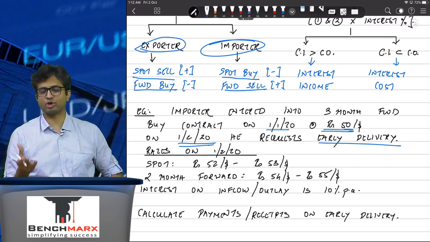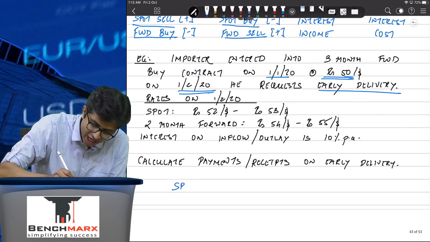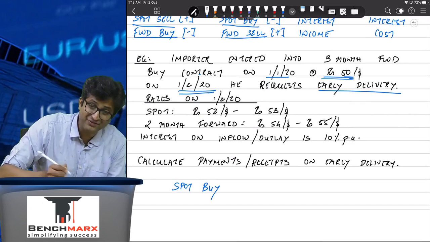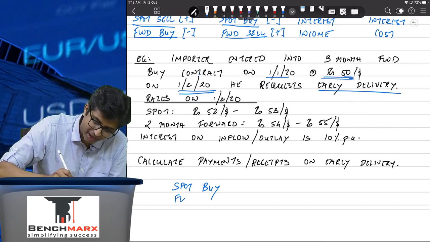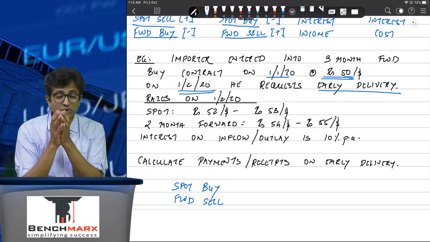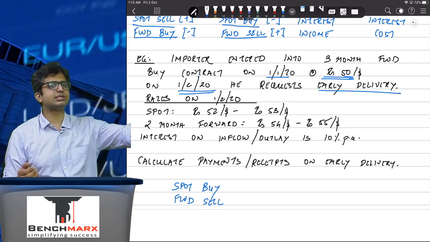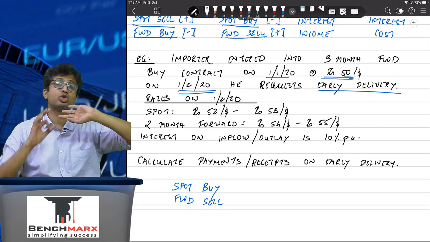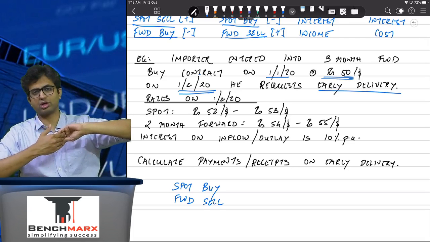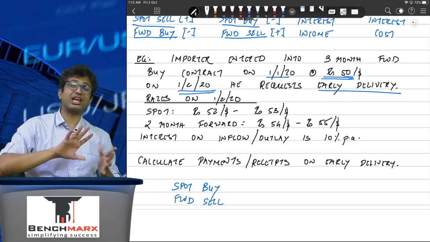Where will the bank get the dollars from? The bank will have to buy the dollars from the spot market. So the bank will have to enter into a spot buy, and by default, if it's a swap, you have to remember, even if you rote-learn it, this will come as a forward sell. Conceptually, why sell? Because to the importer, the bank would have agreed to sell the dollars, and hence to protect itself, it would have agreed to a 3-month buy forward contract. Now that does not really arise, and as a result, you have to cancel it.